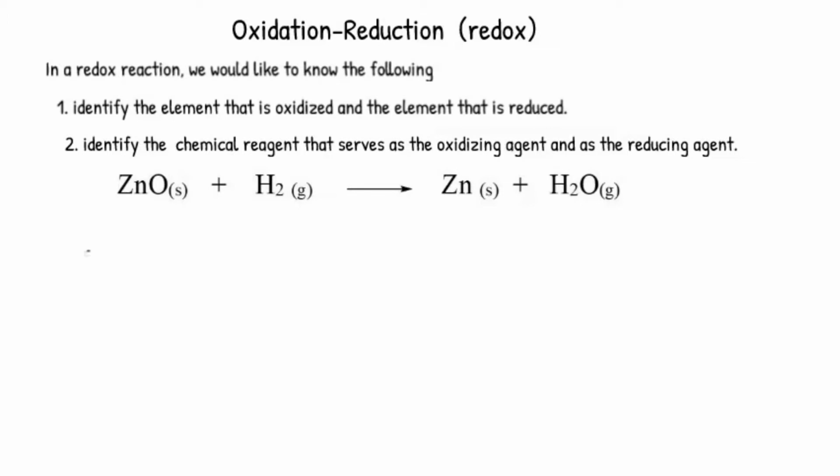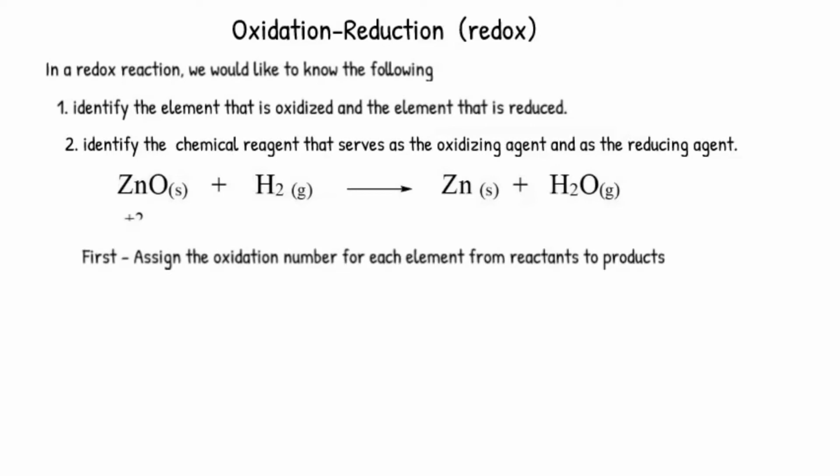To answer these questions, first assign the oxidation number for each element from reactants to products. So ZnO as a reactant is +2 and -2. Hydrogen is 0 in the elemental form. On the product side, zinc is elemental. It has an oxidation state of 0. In the water, hydrogen has an oxidation state of +1. There are 2 of them, and oxygen is -2.